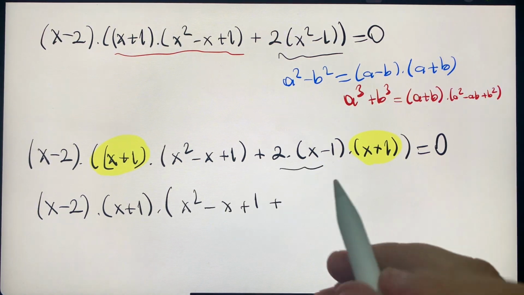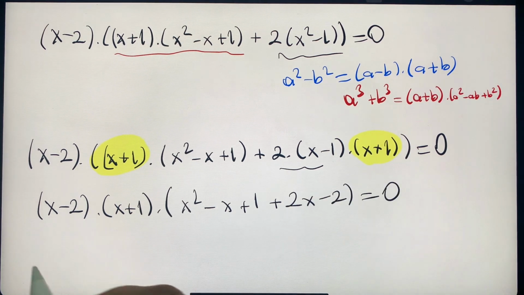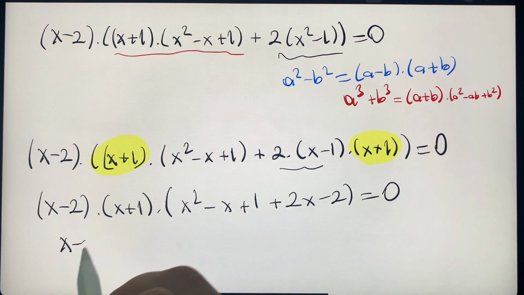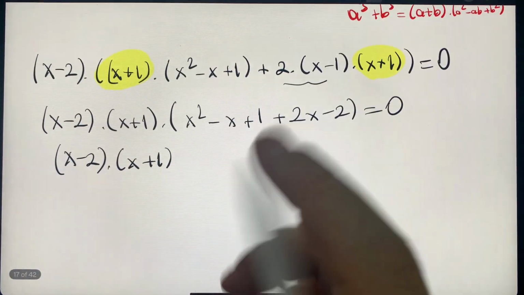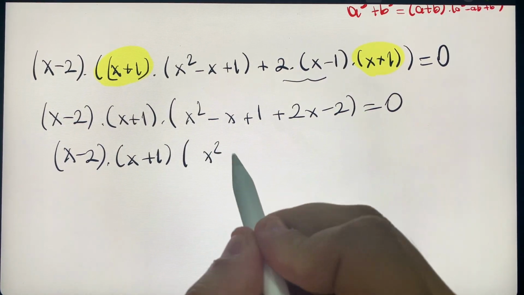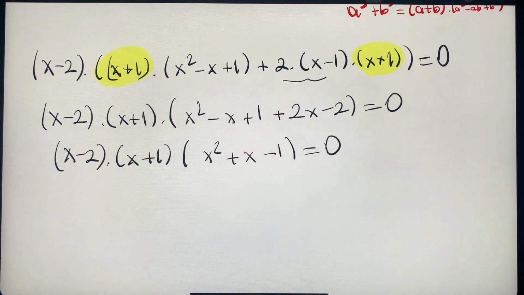Plus, let's multiply this expression by 2 and write 2. I heard x, 2, 0. If we arrange a little more, x minus 2 times x plus 1. Yes, what happened here? x squared plus x, 1 is equal to 0.